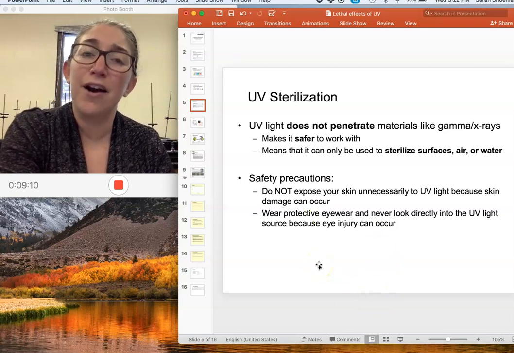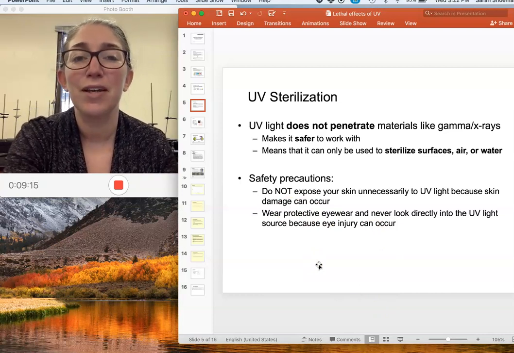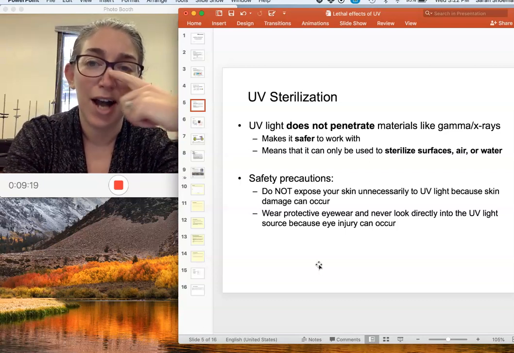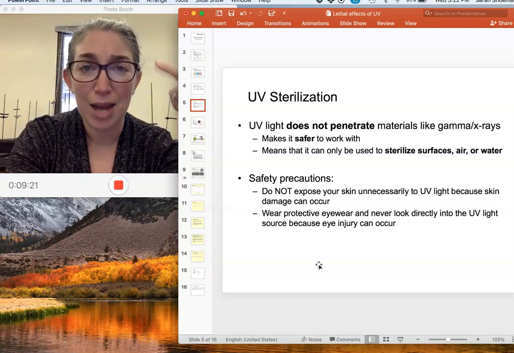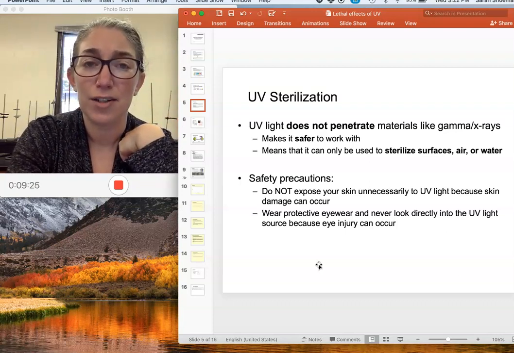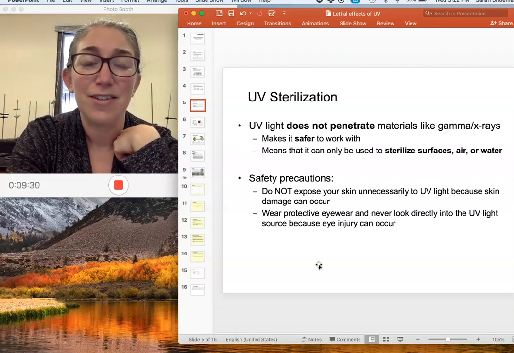There are safety precautions when working with UV light. You can burn your skin, and you can burn, even worse, the corneas of your eyes. So it's always important to wear eye protection, not to look at UV light, and not to shine it on your skin. Really treat it like a dangerous laser.